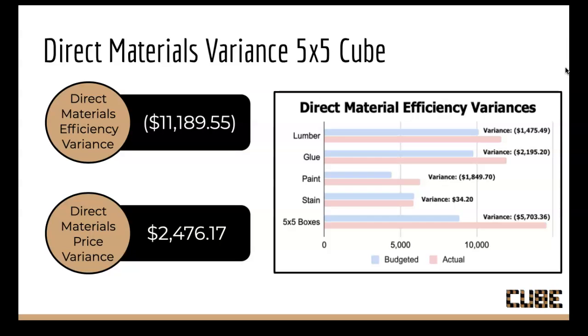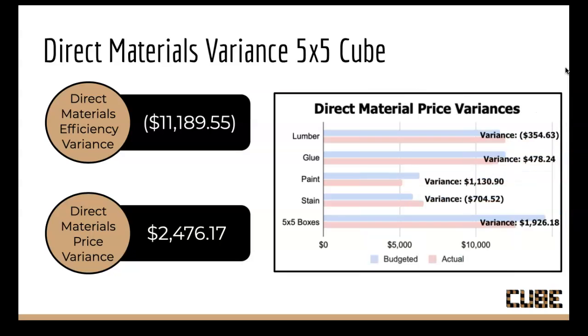And for our 5x5 cube, that product had a direct materials efficiency variance of $11,189.55, which was unfavorable. And this was mainly due to the 5x5 boxes having an unfavorable variance of $5,703.36. Glue had the second largest unfavorable variance, with an unfavorable variance of $2,195.20.